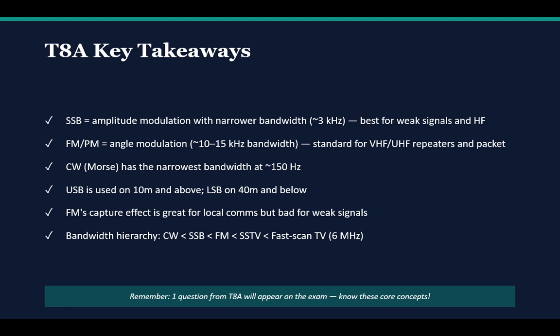And then, of course, the bandwidth hierarchy goes from the least amount that it takes up, going up: CW, SSB, FM, SSTV or slow scan TV, and fast scan TV at 6 megahertz. And one thing to bear in mind, you'll hear the term weak signal a lot in these slides, and it's mentioned in a few of these questions.